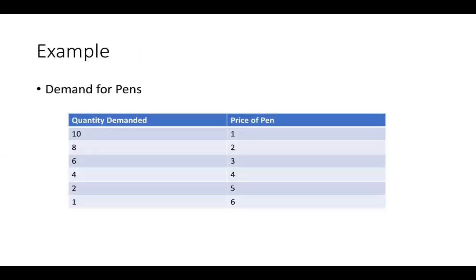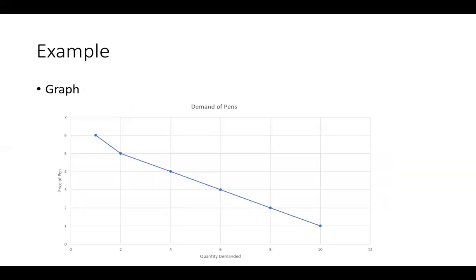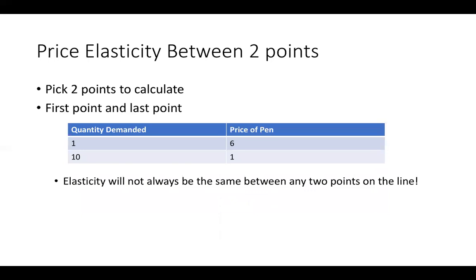Let's look at an example. If we're looking at a good, pens in this case, and this is our data set, we have the quantity of pens demanded by the market when the pen is sold at a certain price. We can create a demand line by graphing the points on a graph with the x-axis as the quantity demanded and the y-axis as the price of the pen. Let's pick 2 points on the graph to find the price elasticity of demand between them. Let's look at the first and the last points on the line.